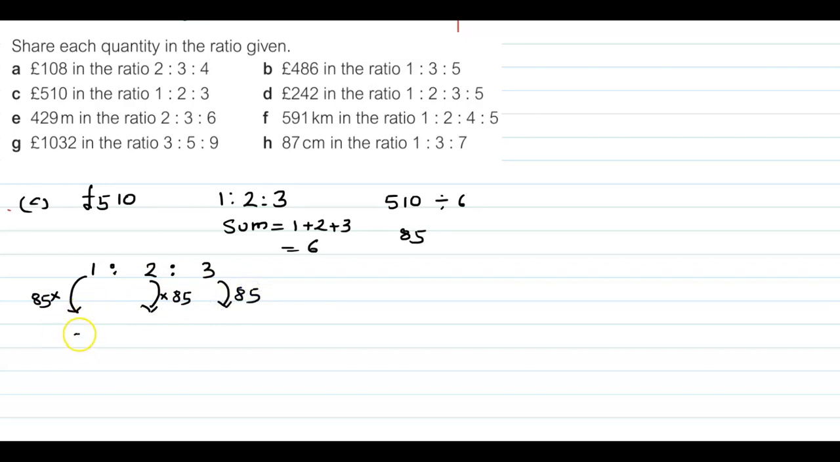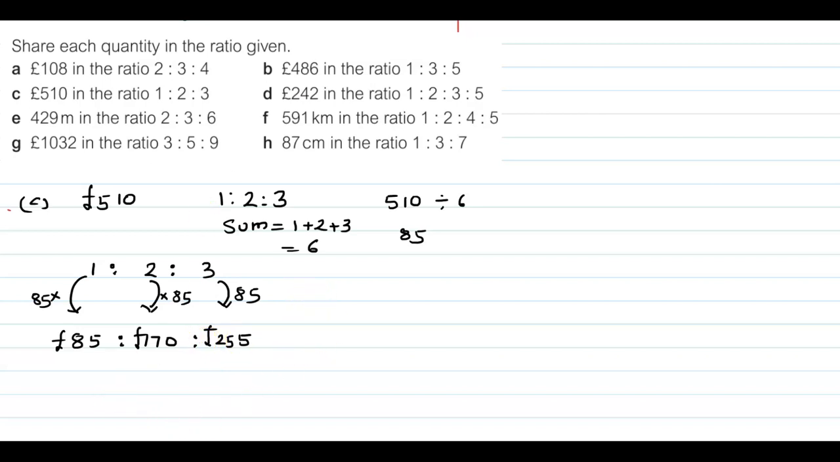Now 85 times 1 is 85. Now what is 85 times 2? 170. And 85 times 3? 255. Yeah, that's right. So first person will get 85 pound, second person will get 170 and third one will get 255 pound. Is that okay?